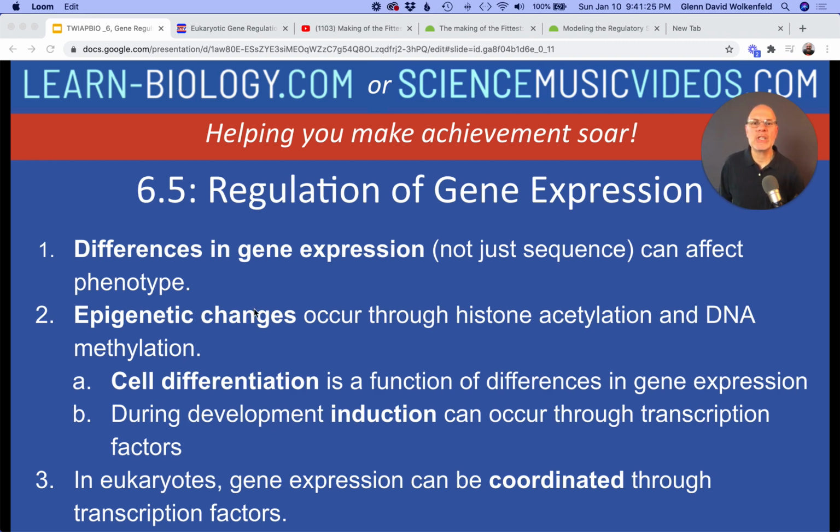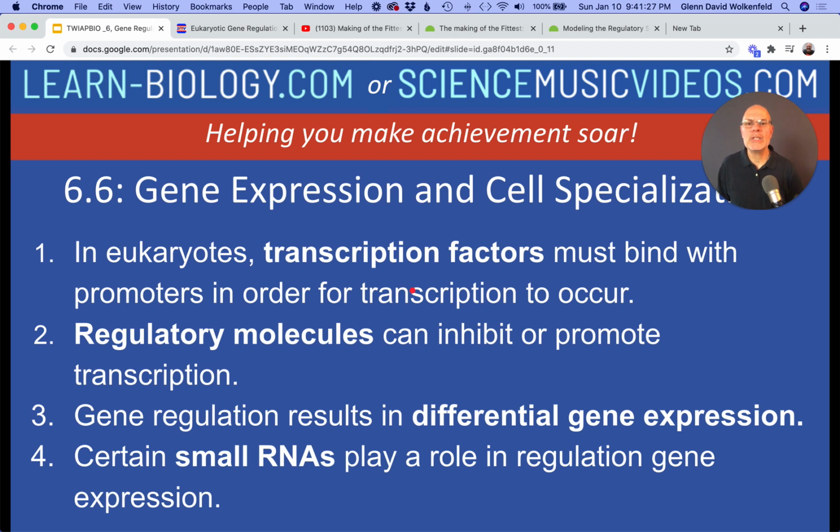So that's topic 6.5. And then topic 6.6, again, is more of a focus on transcription factors, how those actually work, how various regulatory molecules work to inhibit or promote transcription. I guess that's what's on my mind because I'm a teacher. And then how gene regulation results in differential gene expression, as we were talking about before. And then finally, about small RNAs that are playing a role in controlling transcription and translation, in fact.